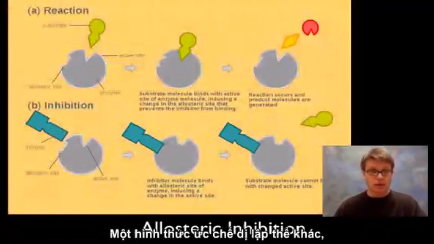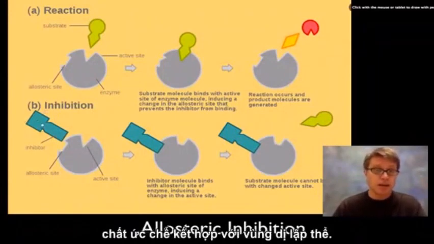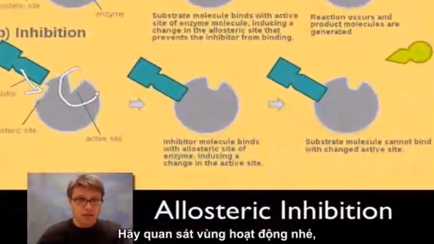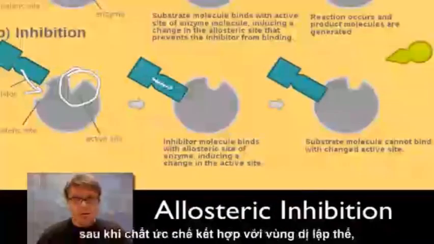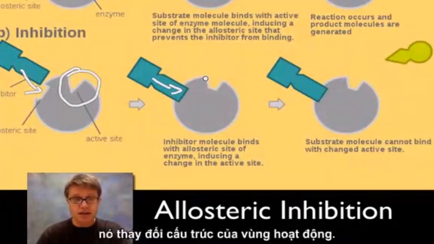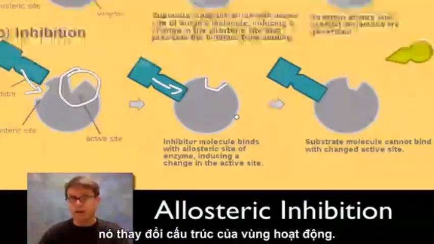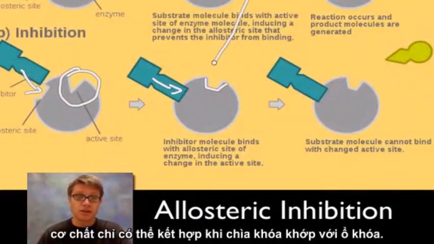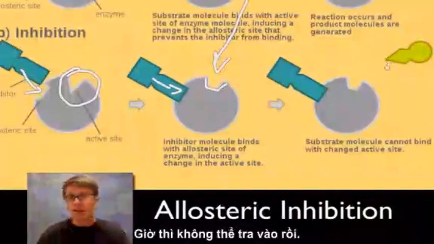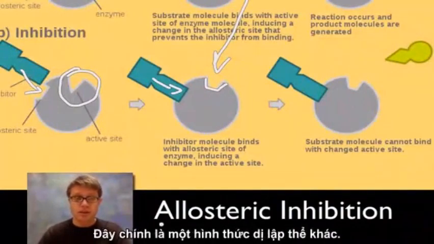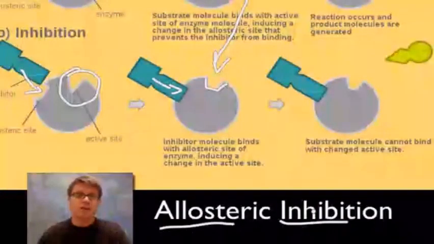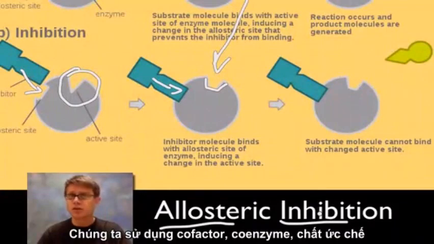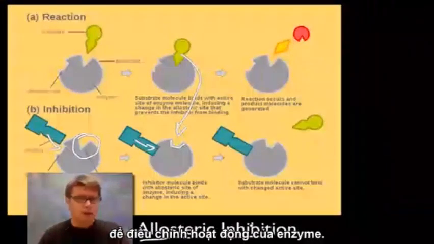Or we can do it this way. This would be another type of allosteric inhibition. We can have an inhibitor bond to an allosteric site, but if you look at the active site in this picture, once this inhibitor bonds with the allosteric site, it changes the shape of the active site. Remember, the substrate only fits like a lock and a key, and now it's not going to fit anymore. So this is another type of allosteric inhibition. And so we use feedback loops and we use inhibitors and cofactors and coenzymes to regulate which enzymes are going off at what time.